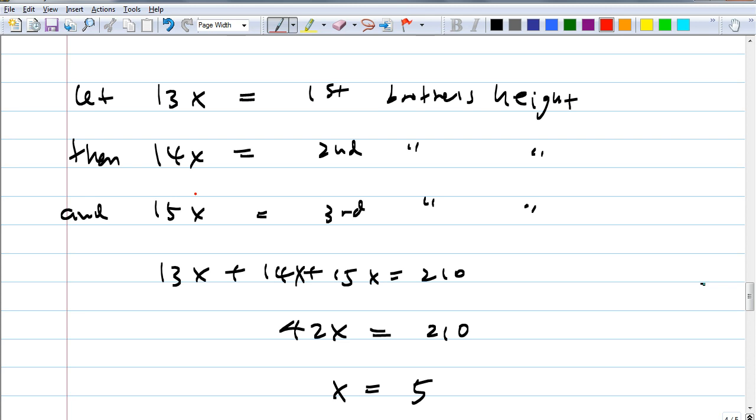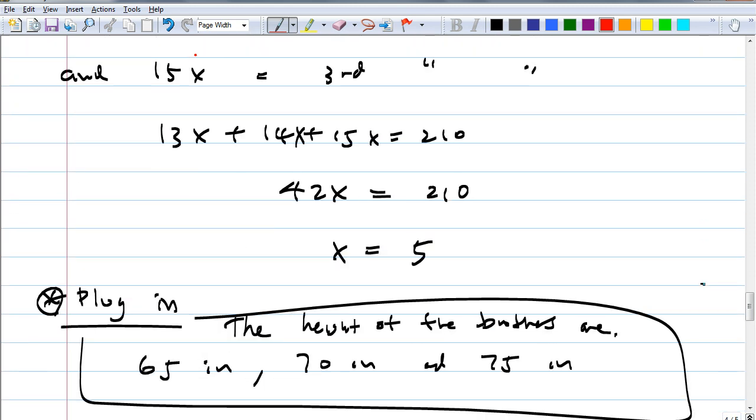Is 5 the answer to this question? No, please do not give me 5 as the answer. That's the number you need to multiply to each of these brothers' ratios. It's called the scale factor. What's the answer here then? Alvin? The answer is 65, 70, and 75. How many people got 65, 70, and 75 inches? Good. Any questions? Will you be able to do something like this for your homework tonight? Okay, good. All right.